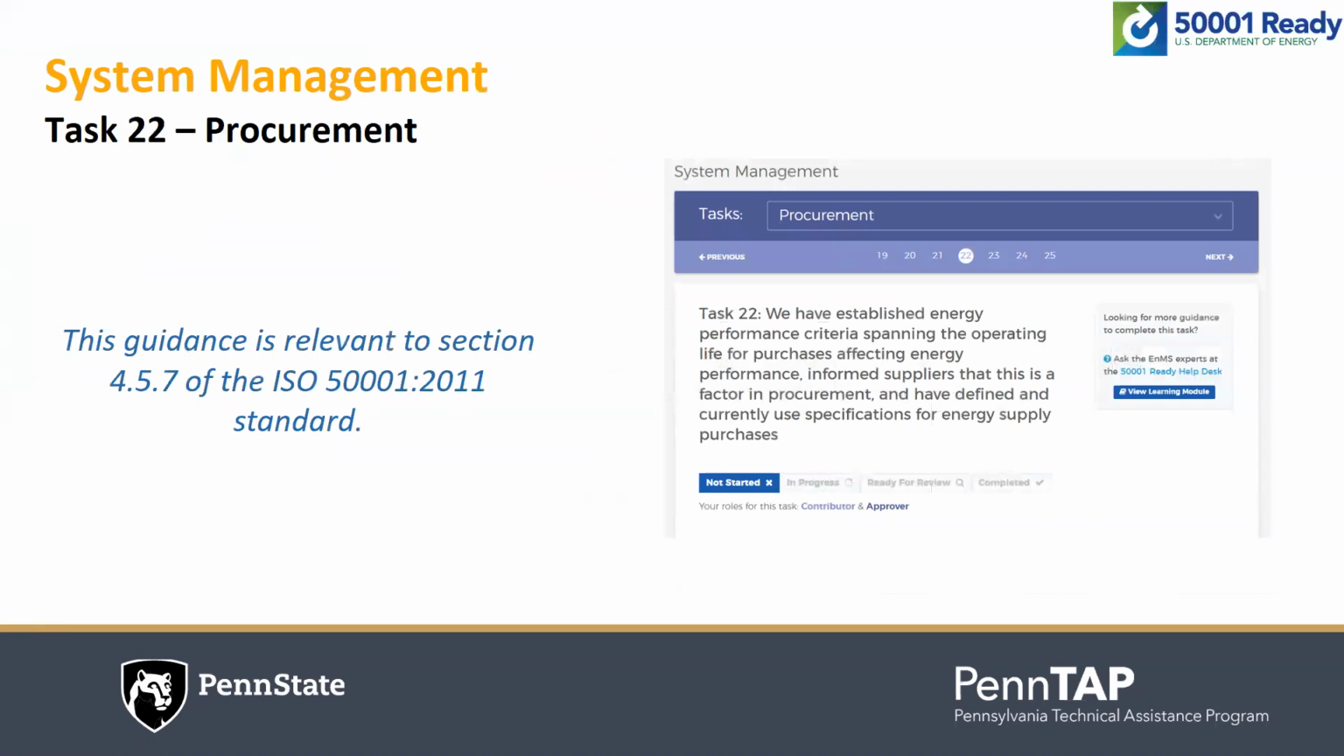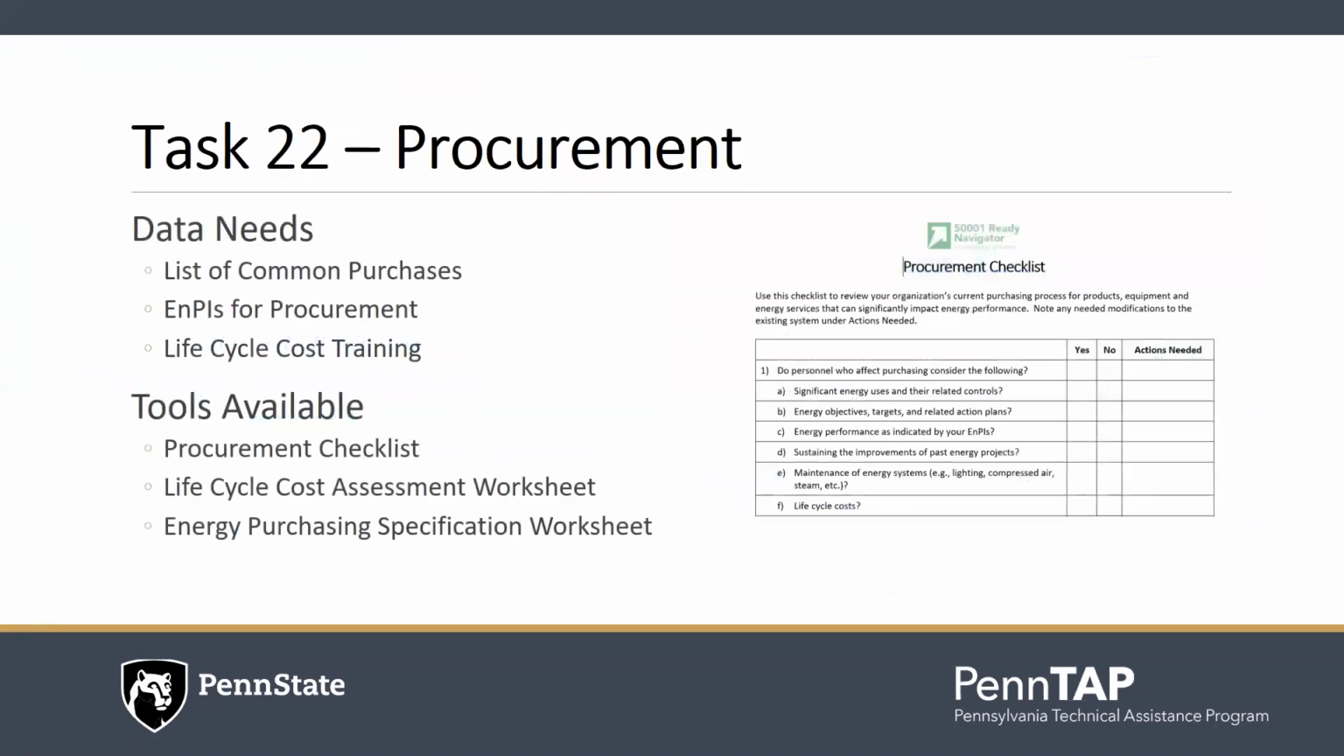So next up is procurement. The very first thing you'll want is to know what the common purchases at the site are. Say, for example, how many light bulbs are we buying per year? How many filters for our HVAC system are we buying? So you'll want to take a look at that. You'll want to make EnPIs specifically for procurement, and those can help you significantly in the long run.